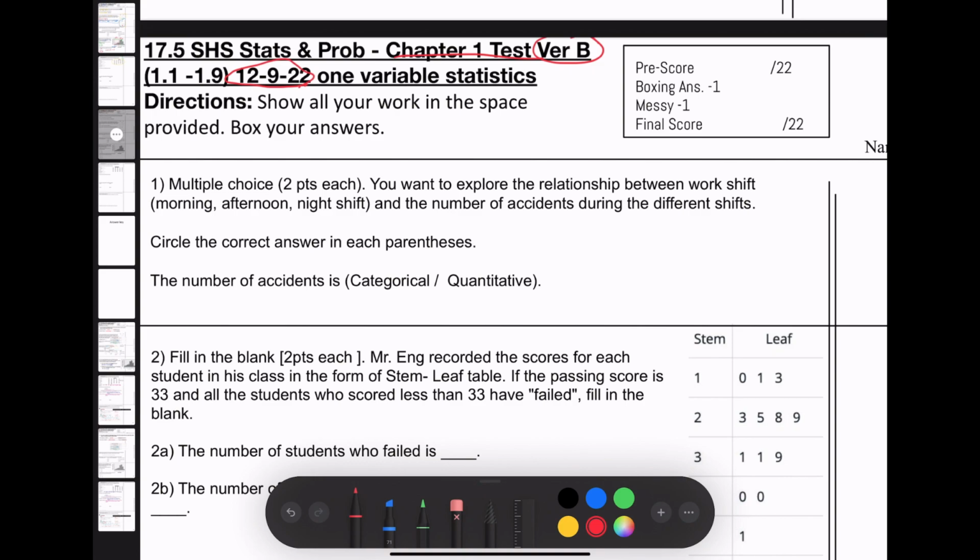Question number 1. You want to explore the relationship between a work shift, when can you work? Well, you can work morning, afternoon, or evening, and the number of accidents during the different shifts. Say I worked at Jamba Juice. How many times were your fingers caught in the blender? Hope that never happened. Good thing it didn't happen to me. The number of accidents, well, this is quantitative because maybe in the shift there were zeros, maybe there was one, someone dropped something and hit their toe. So those are numerical, and it makes sense to take averages.